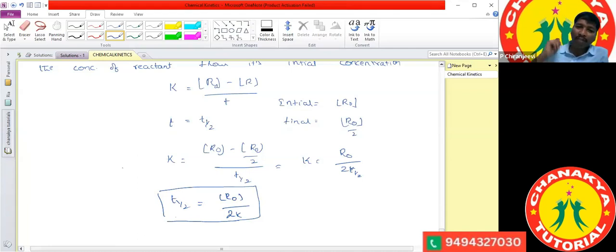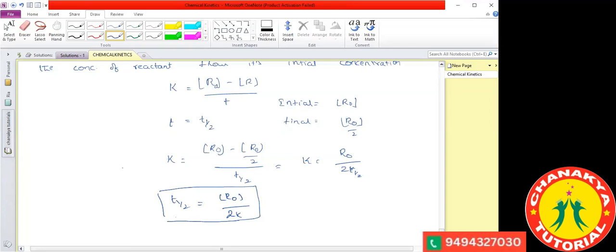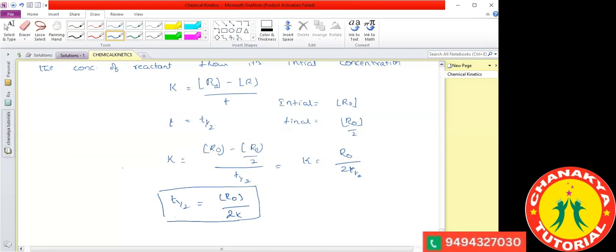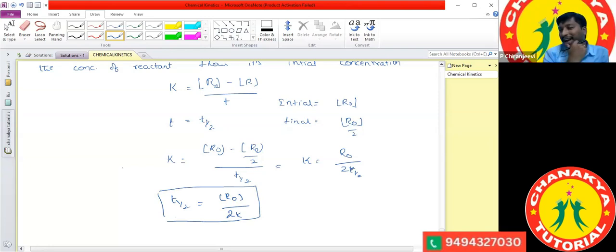Now, based on this, I have one question here. Does half-life period depend upon the initial concentration or not? It depends on the final concentration, sir. As per the formula, half-life period of the zero order reaction, what did you write here? T half is equal to R naught only, no? If T half is equal to R naught, is it directly proportional or inversely proportional? Directly. Then rate constant?